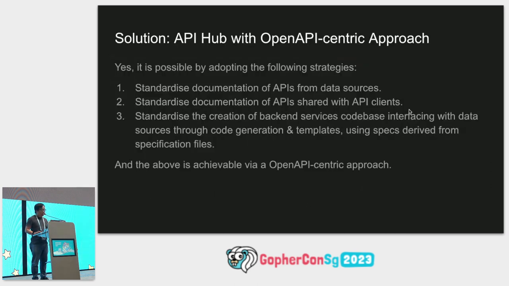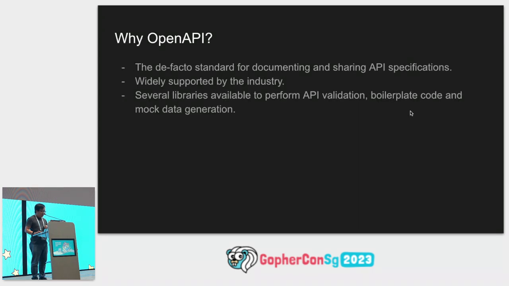So then comes the solution, an API hub with an OpenAPI-centric approach. It's definitely possible to address those issues that I mentioned before: by standardizing the documentation of APIs from data sources, standardizing the documentation of APIs shared with the clients, and also standardizing the creation of the backend code base, using code generation based on the specifications from the OpenAPI spec files. The question is, why OpenAPI? It's a de facto standard for documenting and sharing API specifications, and it's widely supported by the industry. Within the Go ecosystem, there are several libraries available to perform API validation, boilerplate code generation, and mock data generation, which I will touch on later.